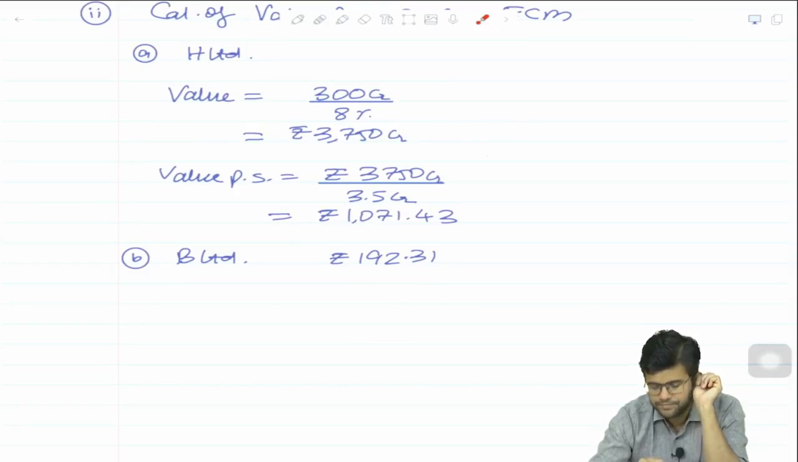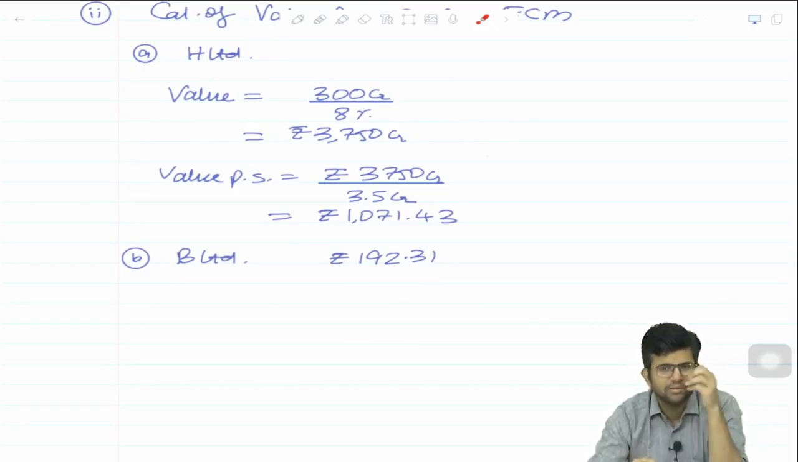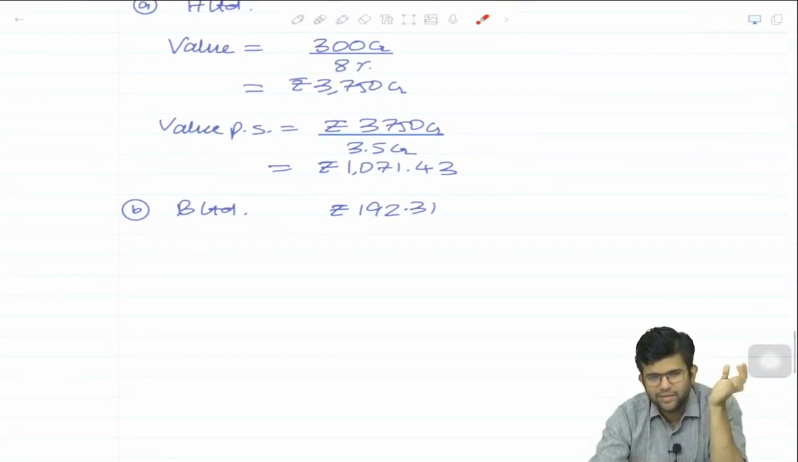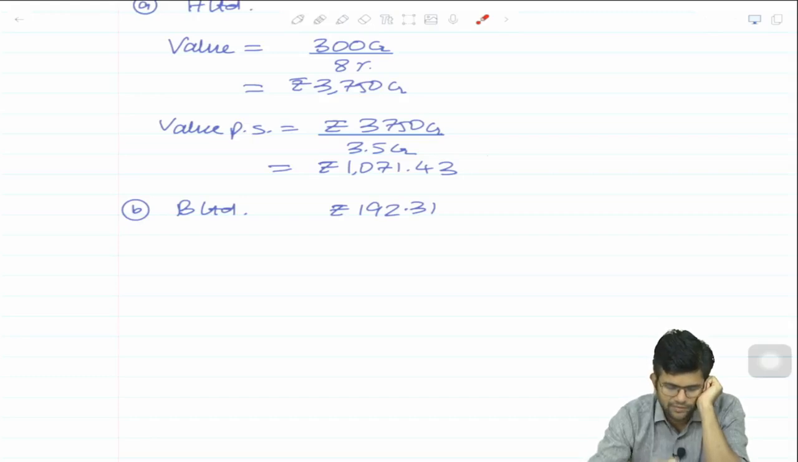This is where the court gave your legal custody to somebody else. Now the court has ruled in my favor again. So for some days you will be with me. Then again, let's see. Okay. So B Limited 192.31, till here we have reached.